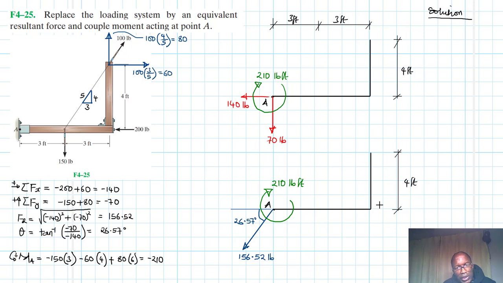Alright, I hope the video was helpful. We have this equivalent force and the couple moment acting at A, which has the same resultant effect as compared to the actual loading, both the resultant as well as the rotational effects.